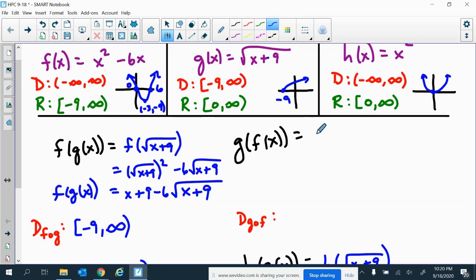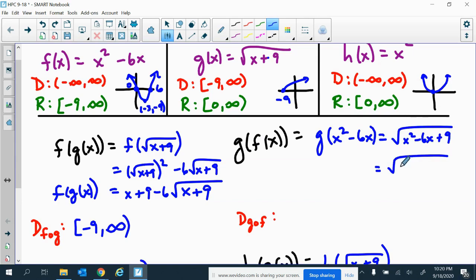g of f, that's g of x squared minus 6x. So that's the square root of, if I look at this, x squared minus 6x, I can just replace x with x squared minus 6x plus 9. This factors to x minus 3, the quantity squared. So if I have x minus 3, the quantity squared, inside of a square root, what I end up with is the absolute value of x minus 3.